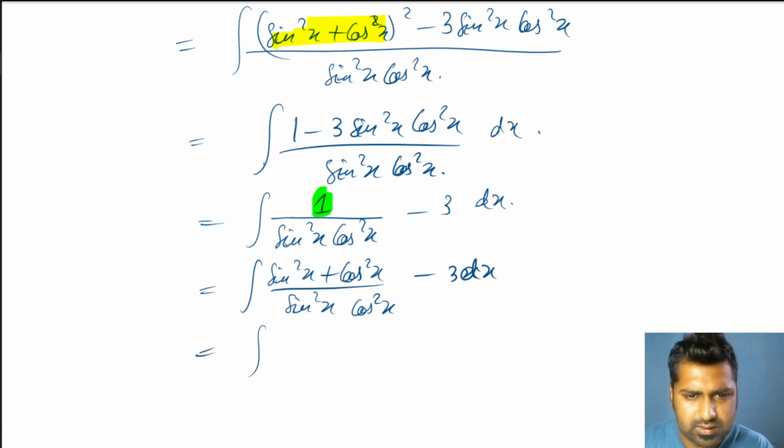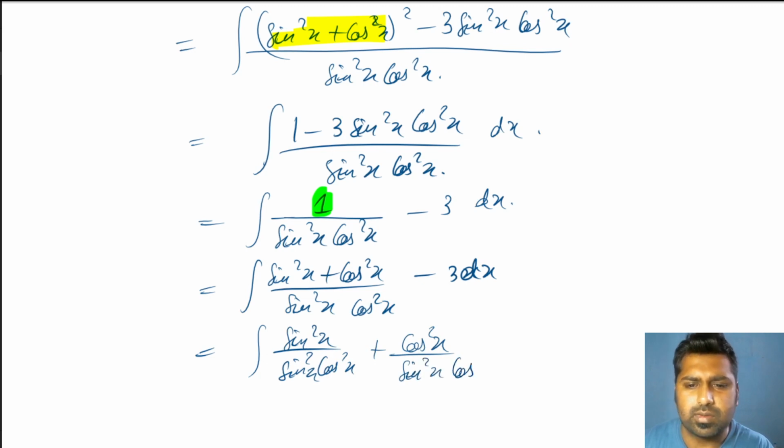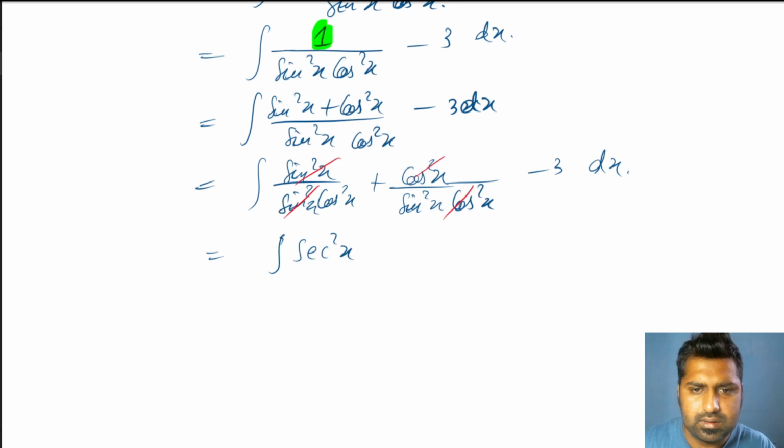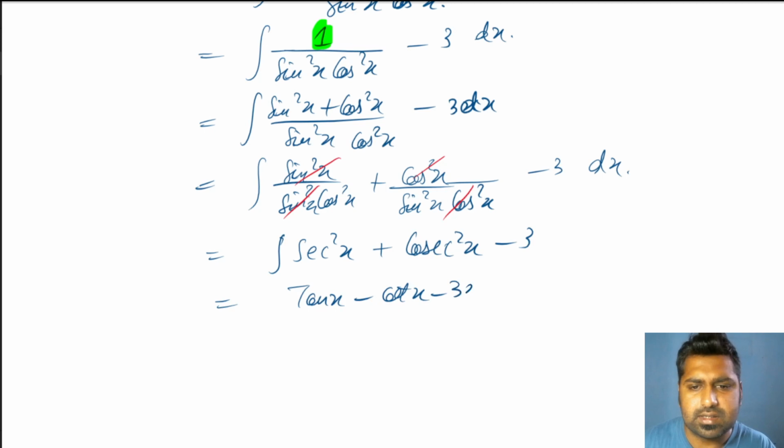Now split the denominator. So if we split it, it is sine square x by sine square cos square plus cos square by sine square cos square, minus 3. Now this sine square cancels, cos square cancels. What is 1 by cos square? Integration sec square. This is plus integration cosec square, minus 3. So now we can write the answer: tan x minus cot x minus 3x plus c.